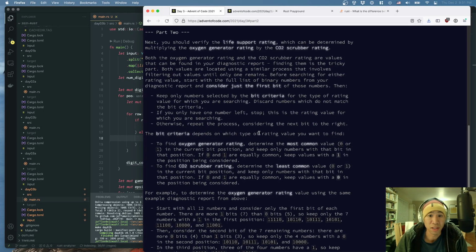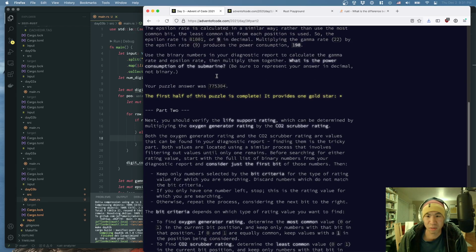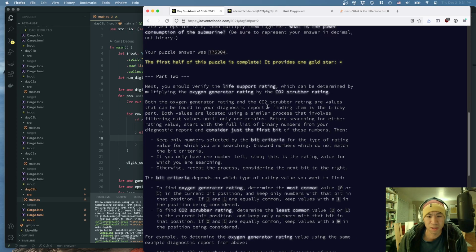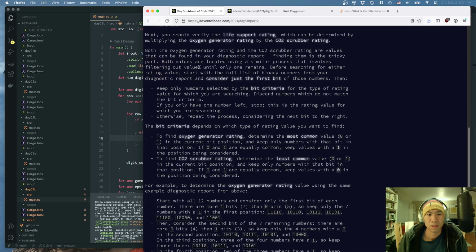Next, you should verify the life support rating, which can be determined by multiplying the oxygen generator rating by the CO2 scrubber rating. What is the oxygen generator rating? Is that what we just calculated before? That was power consumption. So we're dealing with two new values that we probably have to calculate in a weird way. Both the oxygen generator rating and the CO2 scrubber rating are values that can be found in your diagnostic report. Finding them is the tricky part.